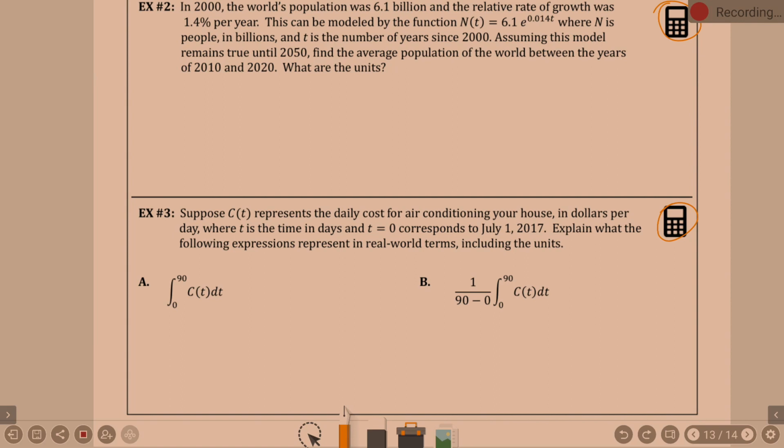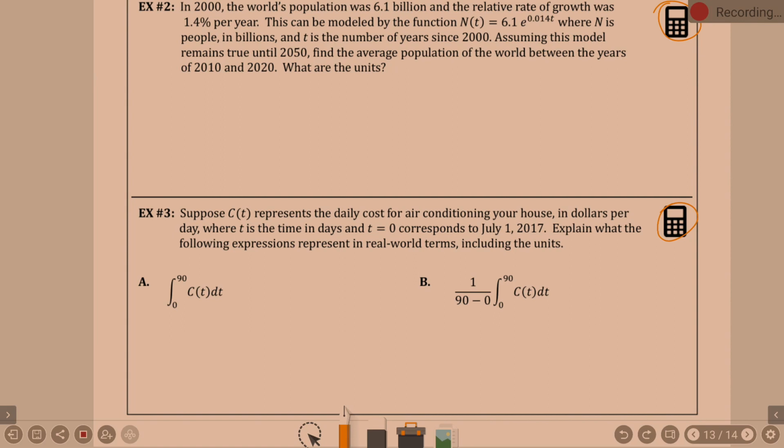In 2000, the world's population was 6.1 billion, and the relative rate of growth was 1.4% per year. This can be modeled by the function N of t equals 6.1 e to the 0.014t, which means that entire first sentence was irrelevant because they just gave us the equation, didn't they? Yep. Where N is people in billions, and t is the number of years since 2000. Assuming this model remains true until 2050, find the average population of the world between the years 2010 and 2020, and what are the units?